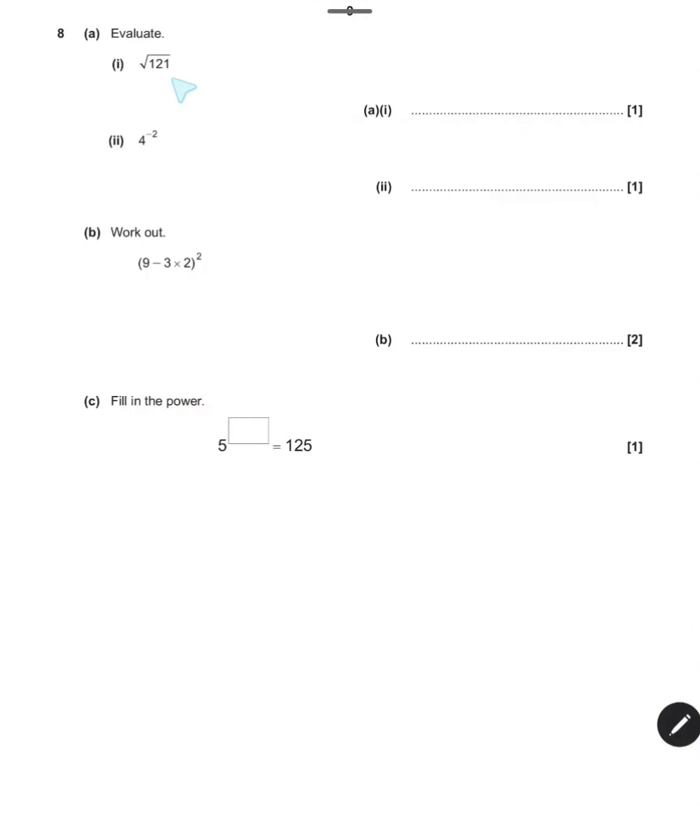Question 8, this is asking for the square root of 121. Well, if 11 times 11 is 121, then the square root of 121 is 11. For this question, 4 to the minus 2, well, 4 squared is 16. This negative index puts 1 over the 16. It's not minus 16, it's 1 over 16.